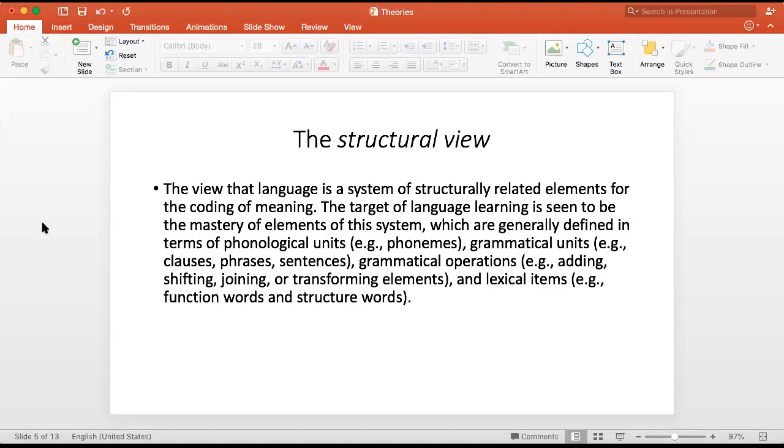The method that I asked you to read, the first chapter that I asked you to cover from the other book, is about the grammar translation method. And this method is developed on the structural view of language. You perhaps must have noticed that the aim of the teacher is to make the student learn the structure of the language, to have the mastery of elements of the system. By system, we mean the language.